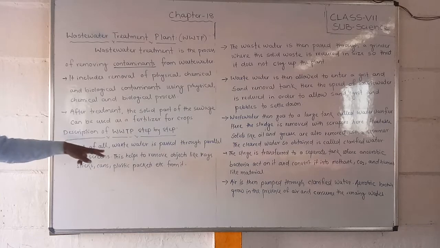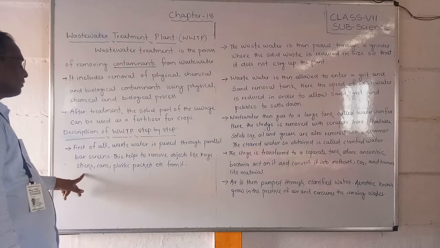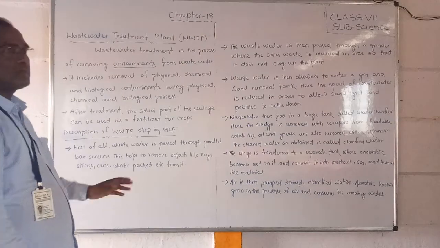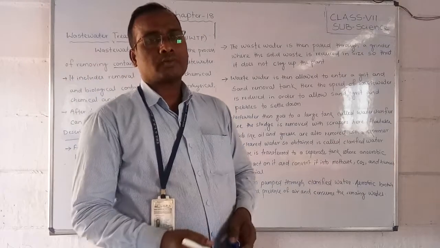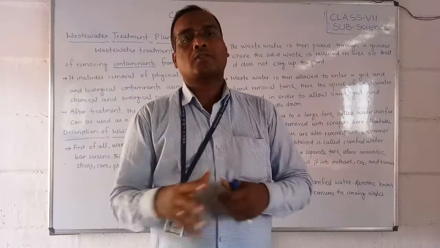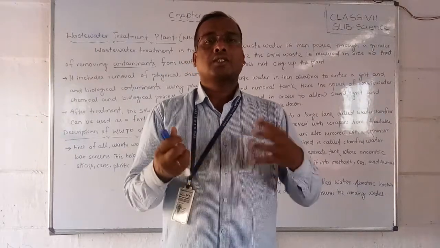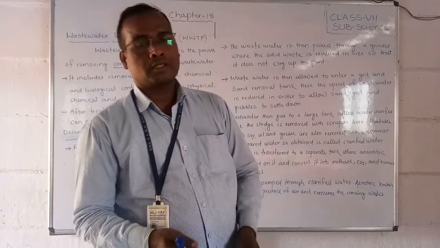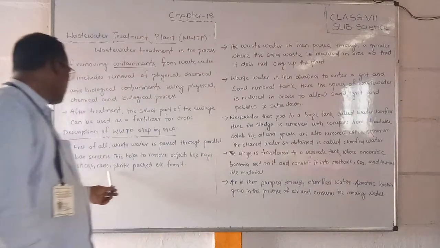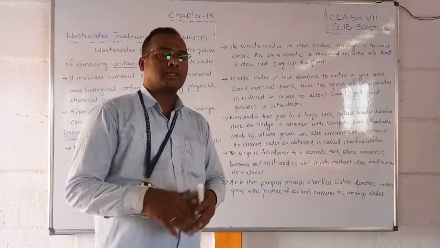First, wastewater is passed through parallel bar screens. This helps to remove objects like straw, rags, sticks, cans, and plastic packets from it. The water is allowed to pass through the parallel bar screens, which filter and collect the solid substances like rags, sticks, plastic bottles, and cans, and we have to collect and remove them first.